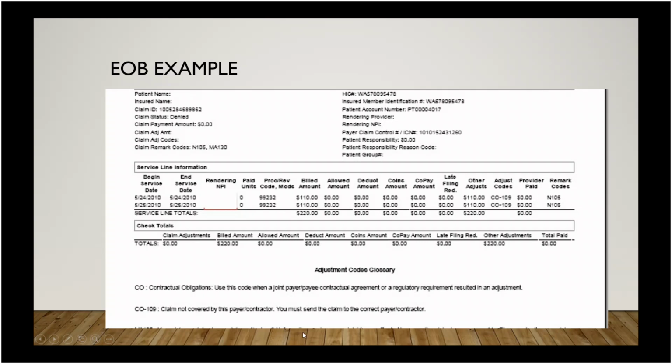So in this particular example, we can't see all of the instructions, but CO is the contractual obligation. CO 109 is claim not covered by this payer contract. You must send the claim to the correct payer or contractor. So this may have been sent inadvertently to the wrong payer.